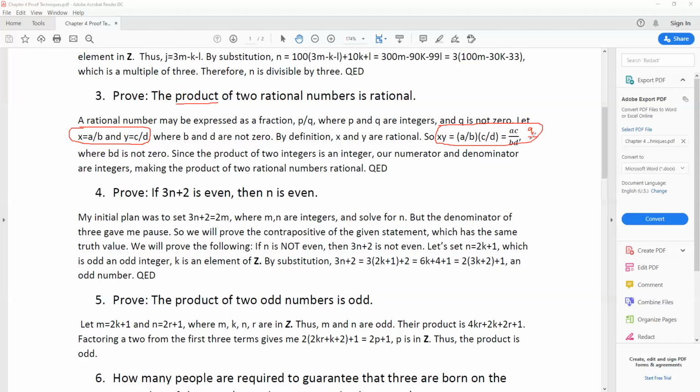And then b times d could be, let's say, r. In other words, ac over bd is equal to q over r, where q and r are integers. And if b and d are not 0, r cannot be 0. So we have just shown that if you multiply two rational numbers, that product is a rational number.